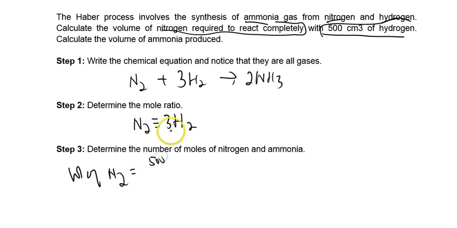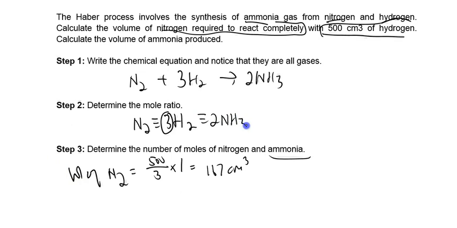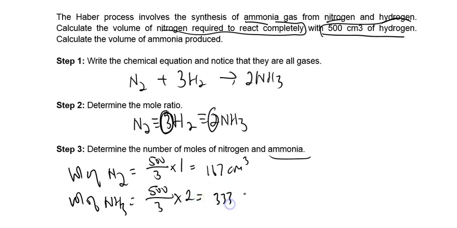Simply 500 divided by 3 times 1. And this gives me a value of 167 cm³. How much ammonia is formed? Same thing, this is equivalent to 2 ammonia. So the volume of ammonia formed is simply 500 divided by 3 times 2, which is 333 cm³ of ammonia formed.